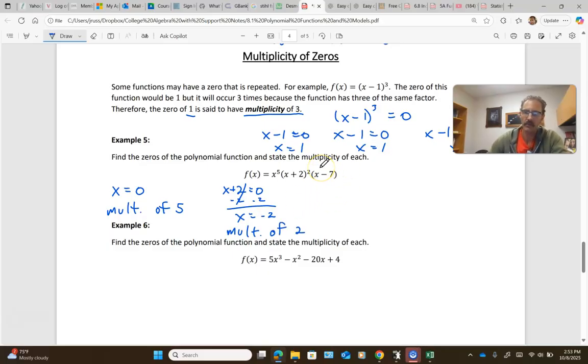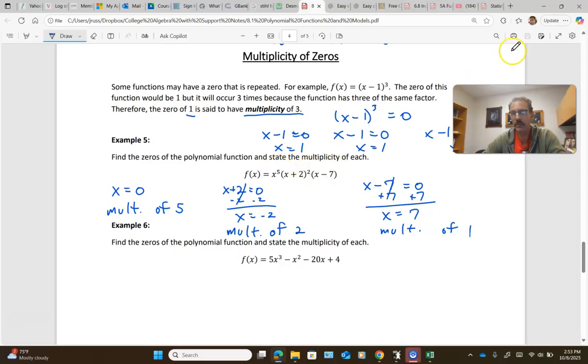And then similarly with the last one. However, the last factor only occurs once. And so when I solve for x, the 0 that I find, which is 7, only has a multiplicity of 1. So when you have your polynomial in factored form, the multiplicity of each 0 corresponds to the exponent of the particular factor from which you derived the 0.